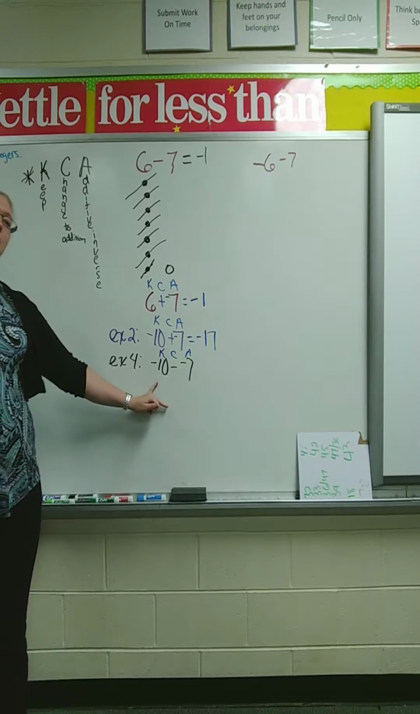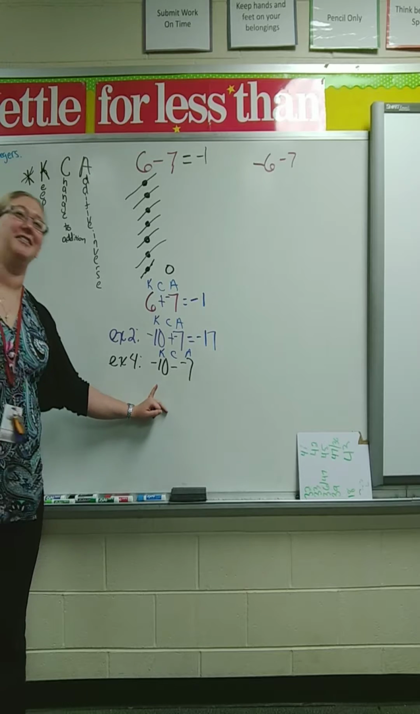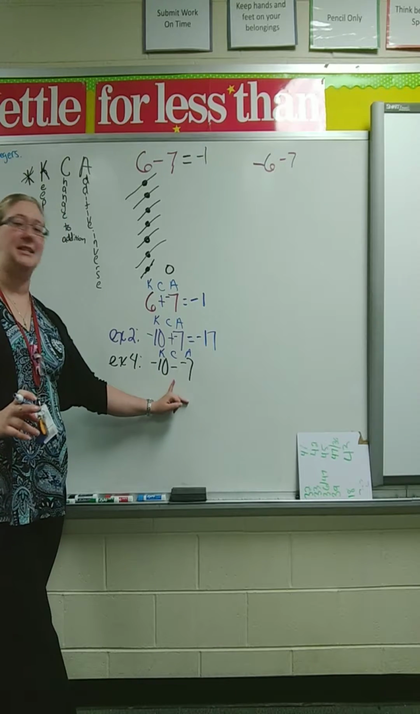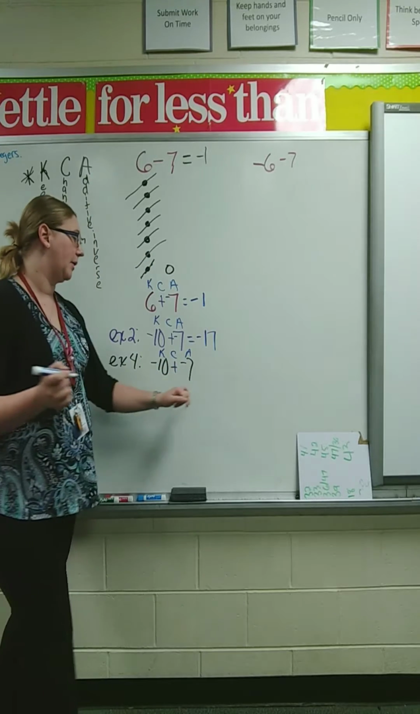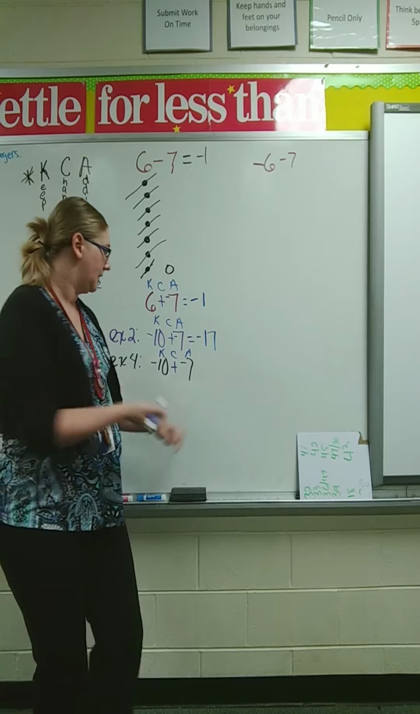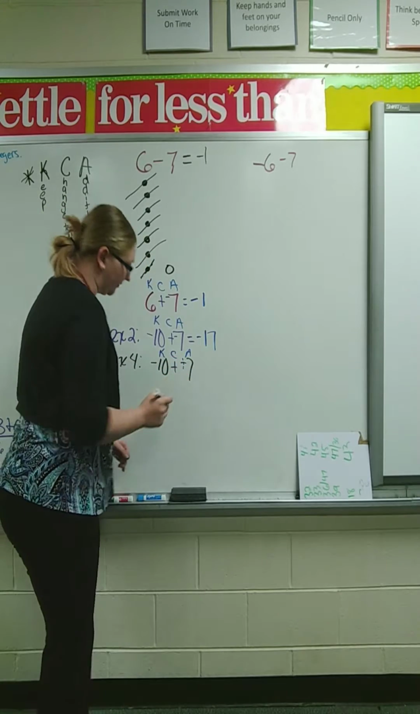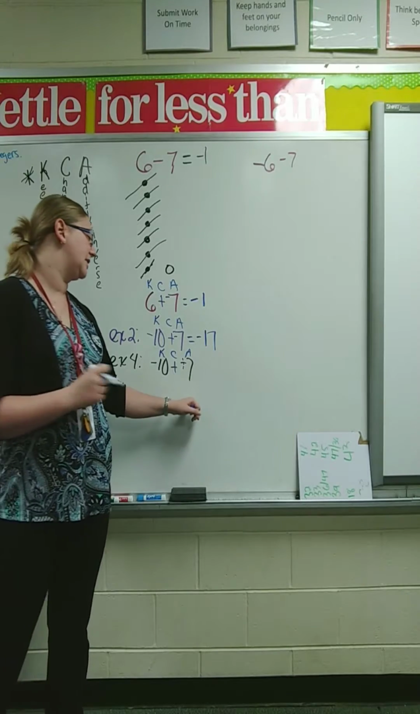What does the K tell me to do? Keep. The K is the easy part. What does the C tell me to do? Change to addition. What is the additive inverse of -7? Because that's what the A tells me to do. That makes it a positive 7. Okay? Now I have -10 plus a positive 7.